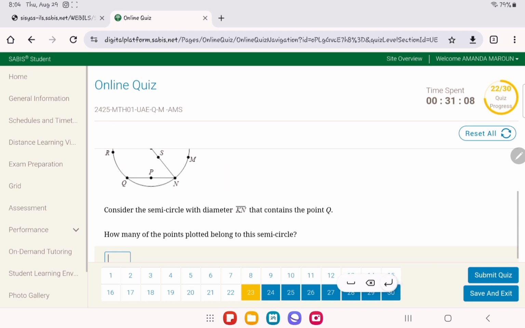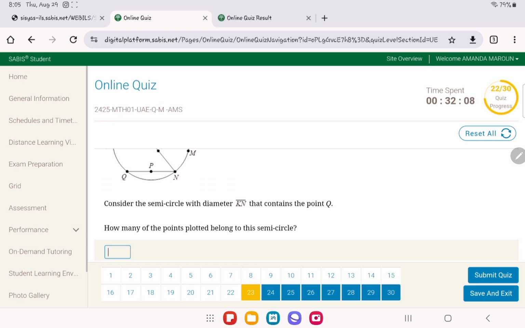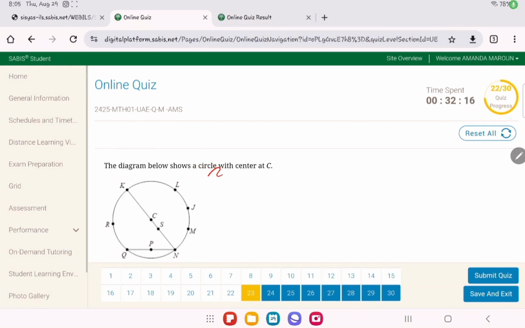Number 23. The diagram below shows a circle with center at C. Okay, so in the question, what do they tell us? They tell us that with segment with diameter KN, they're telling us to find the number of points in the semicircle that contains Q. So what is the semicircle that contains Q? It's this one.